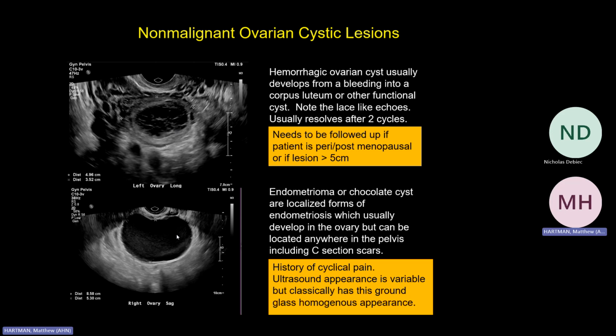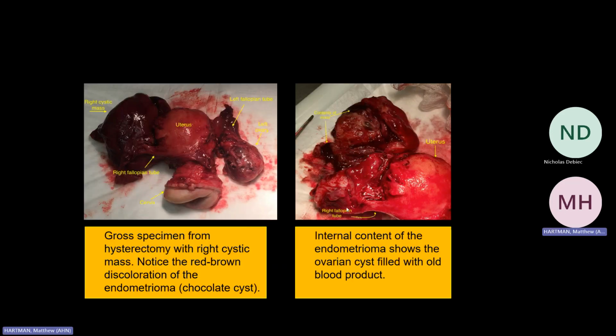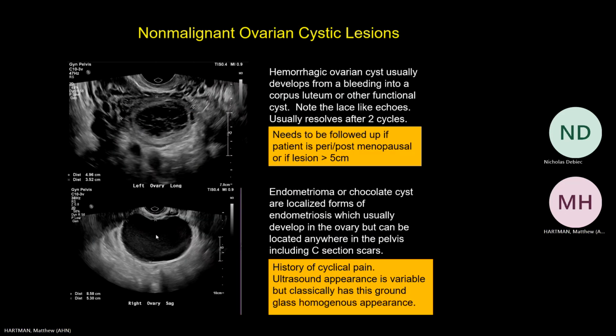You can always follow in 6 to 8 weeks. A hemorrhagic cyst will resolve. An endometrioma will not resolve. And this is what an endometrioma can look like, the so-called chocolate cyst, for our rad path when we open it up. So normal left ovary and this right ovary, that big cystic mass that sort of looked like a testicle on the ultrasound.